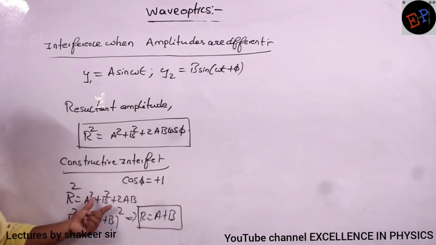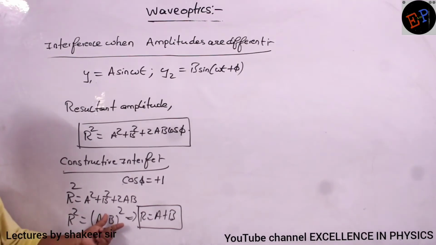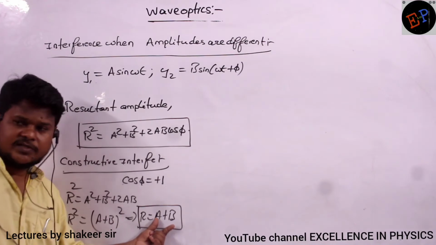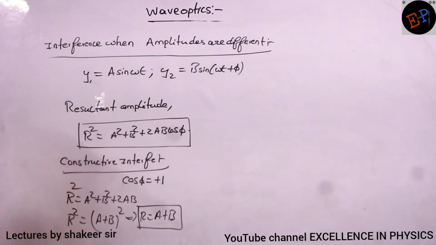A square plus B square plus 2AB. Nothing but R square is equal to A plus B whole square. R is equal to A plus B. So here what we are doing, just adding the amplitudes of the first wave and the second wave, I am getting the resultant amplitude. Are you able to understand?